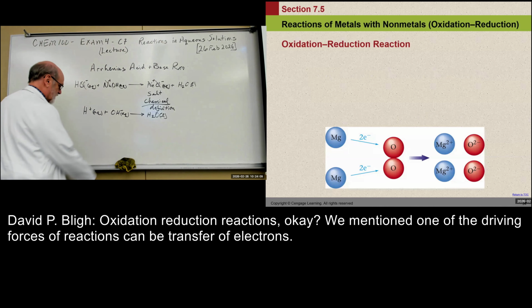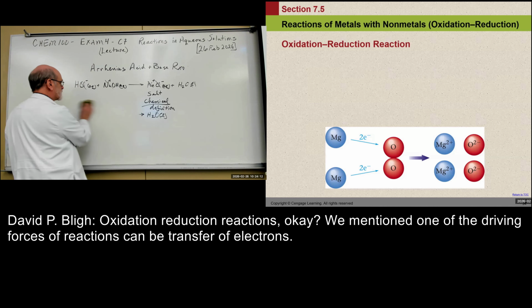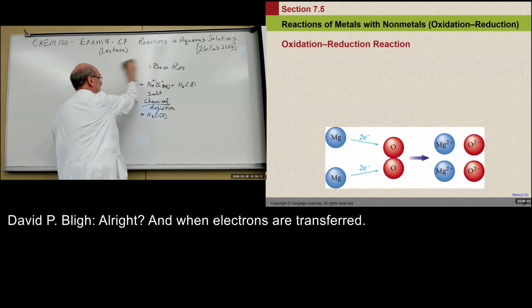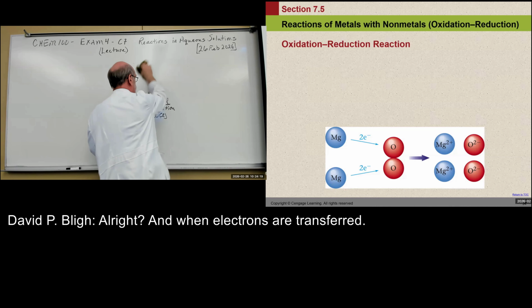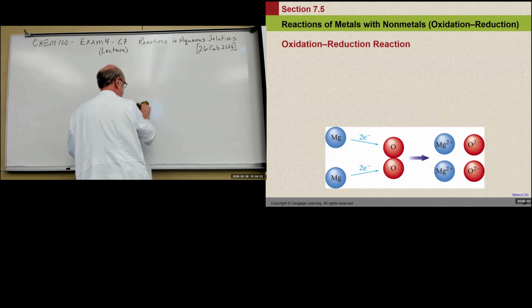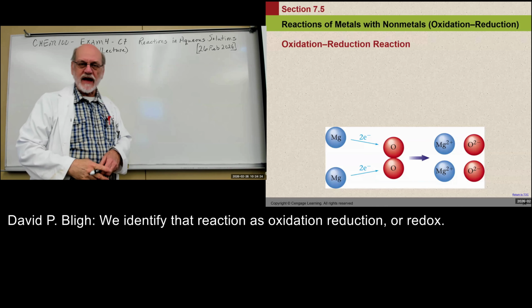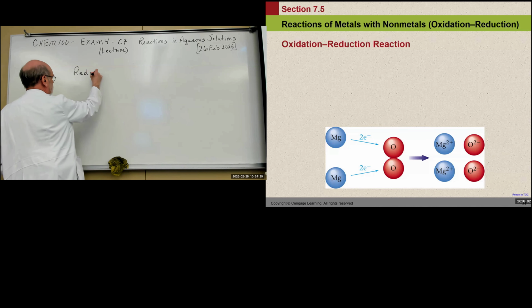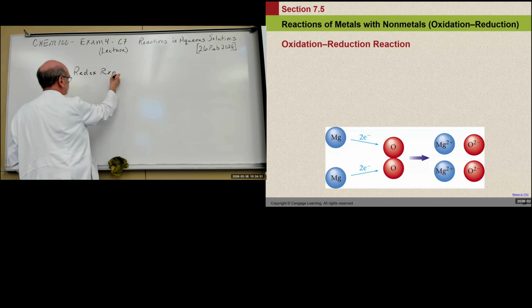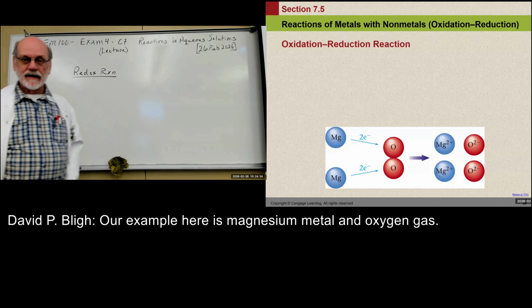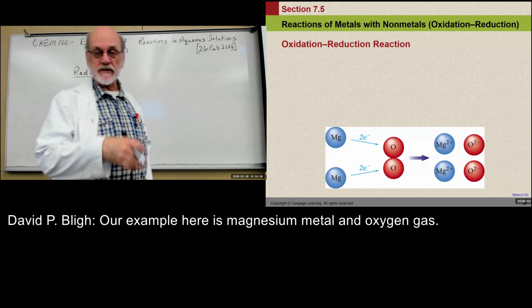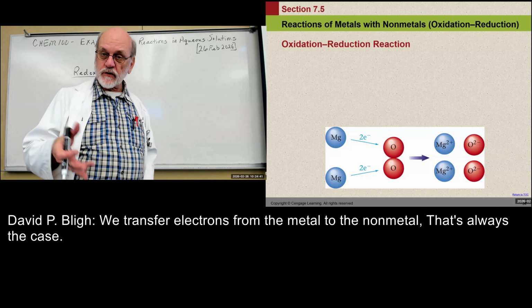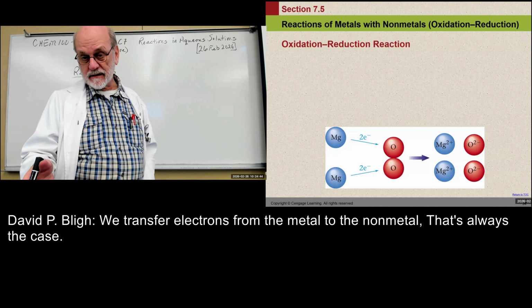Oxidation reduction reactions. Okay, we mentioned one of the driving forces of reactions can be transfer of electrons. And when electrons are transferred, we identify that reaction as oxidation reduction, or redox. Our example here is magnesium metal and oxygen gas. We transfer electrons from the metal to the nonmetal.